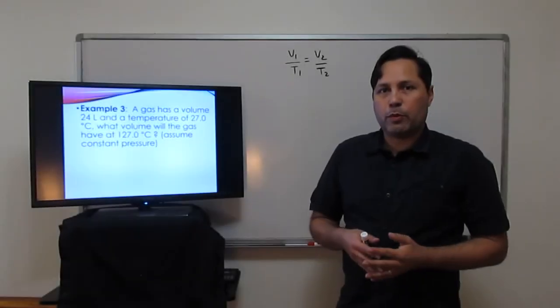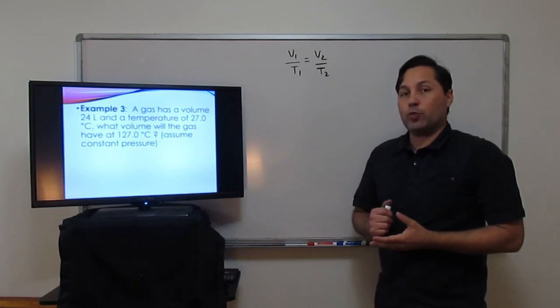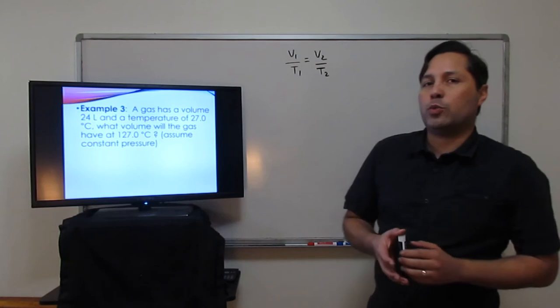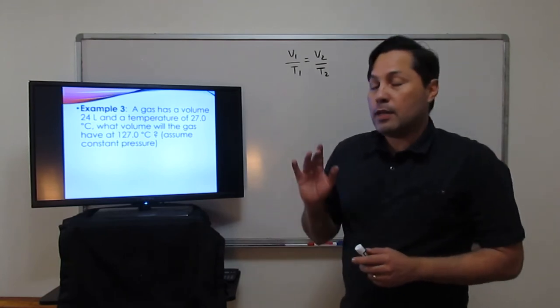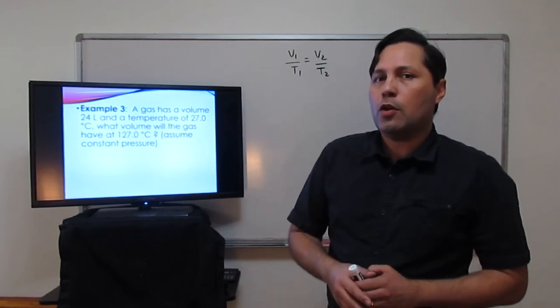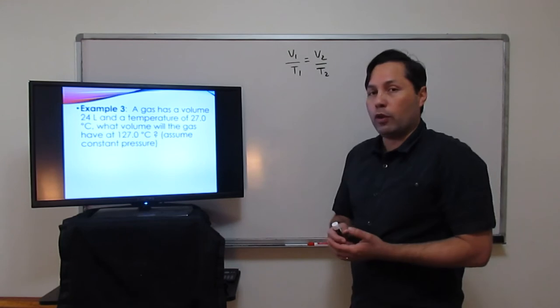In example 3, we're asked the following question. The gas has a volume of 24 liters at a temperature of 27 degrees Celsius. What volume will the gas have at 127 degrees Celsius? For this problem, the pressure remains constant. That means we're not going to change it. We're only changing the temperature and the volume. So what happens to the volume of the gas?